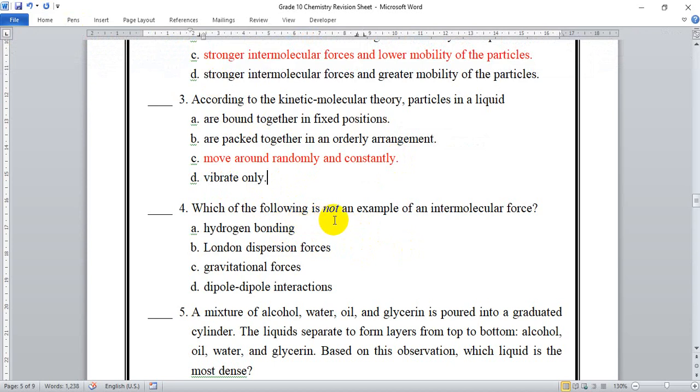Which of the following is not an example of the intermolecular forces? Hydrogen bonding, London dispersion forces, gravitational forces, or dipole-dipole interactions? The correct choice, which is not an example of intermolecular forces, is gravitational forces, because all of the three, hydrogen bonding, London dispersion forces, and dipole-dipole interaction, are intermolecular forces.